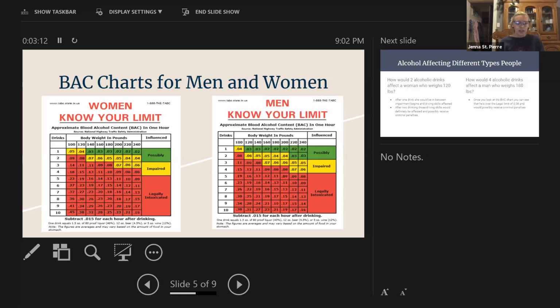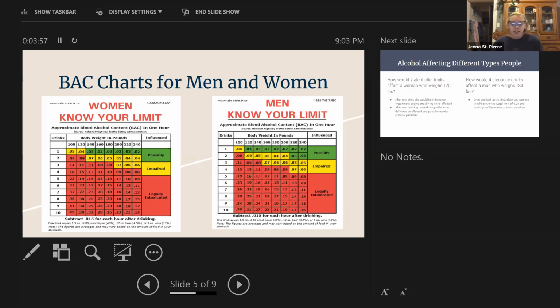So we're going to take a 180-pound woman and start her off with 2 drinks. She has 2 drinks and she spaces them out by an hour. Her BAC would be 0.05, which would be impaired. But since she spaced them out by an hour or 2, she would subtract 0.015%. So she would still be considered impaired, but she would have spaced them out enough to where she would not be as intoxicated or impaired.